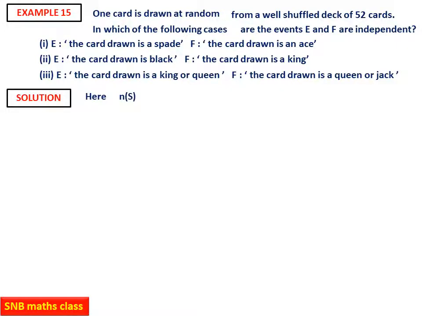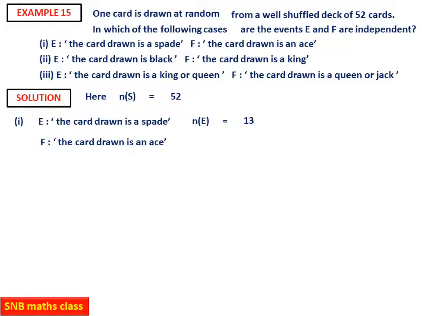So here, what is the number of S, that is the sample space? That will be equal to 52, because there are 52 cards and one card is drawn. Now, first case, E is the card drawn is a spade. Therefore, what is the number of E? That is 13, so there are 13 spade cards. Now, F is the card drawn is an ace. In a deck of cards, there are totally 4 aces. Therefore, it is 4. Now, the number of E intersection F we also need. That will be equal to 1, because there is only one ace which is a spade.